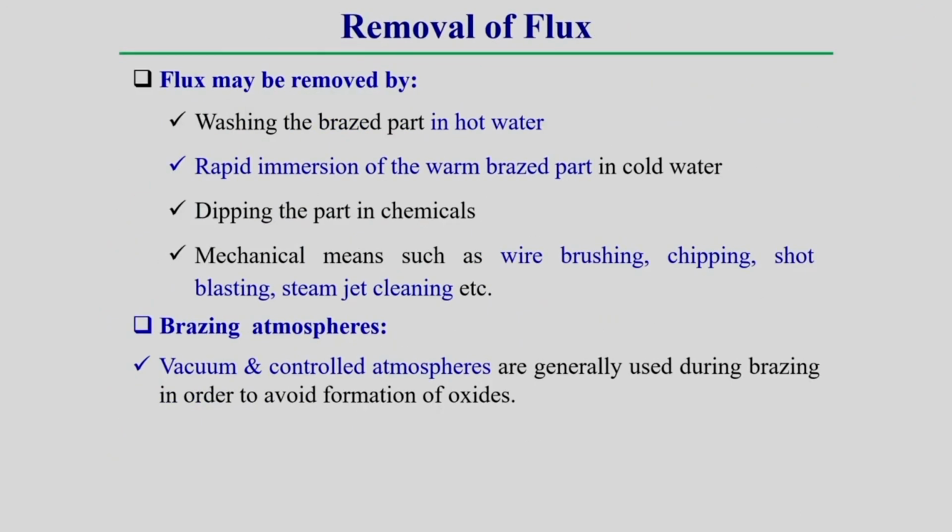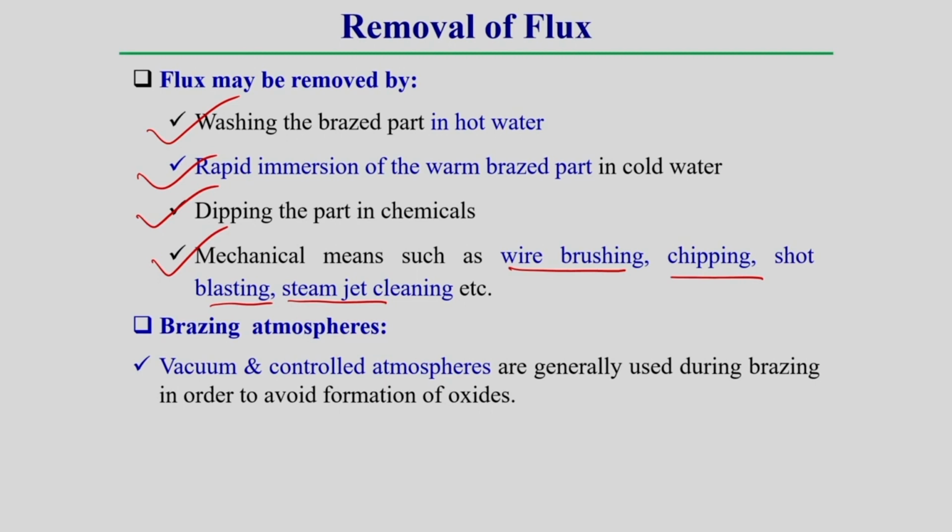Now, how to remove this flux? That also you should know. Generally, for removing this flux, we can wash the braze part in hot water. We can do rapid immersion of this warm braze part into cold water. We can remove this flux by using some chemical solution, that means dipping the part in chemical, and this flux can also be removed by some mechanical means such as wire brushing, chipping, shot blasting, steam jet cleaning. So, different types of mechanical processes are there by which we can remove this flux.